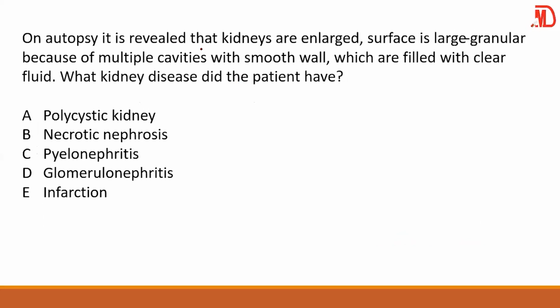On autopsy, it is revealed that the kidneys are enlarged. Guys, look, kidneys are enlarged. The surface is large granular because of multiple cavities. That means a lot of cavities, and in medicine, a cavity is called a cyst. Multiple cysts, polycyst. So just like it is, a lot of cysts were in the kidney.